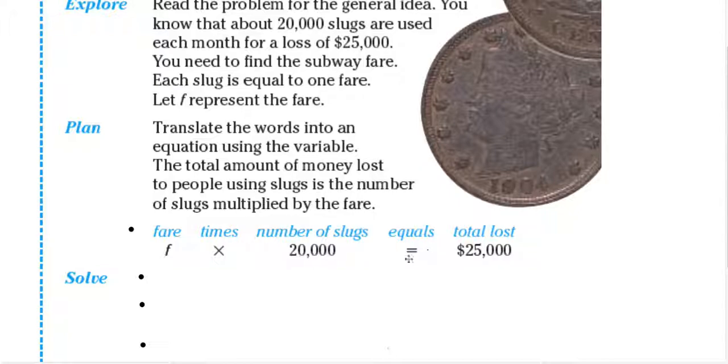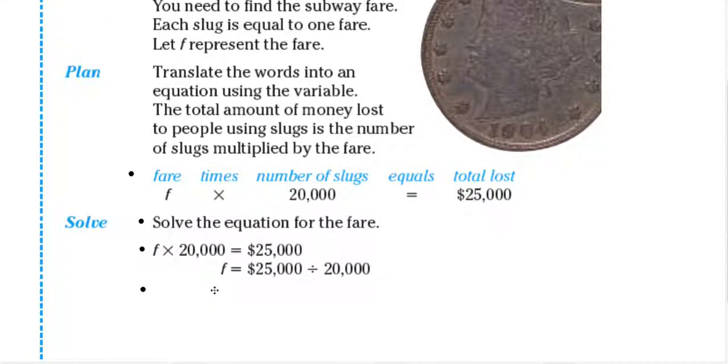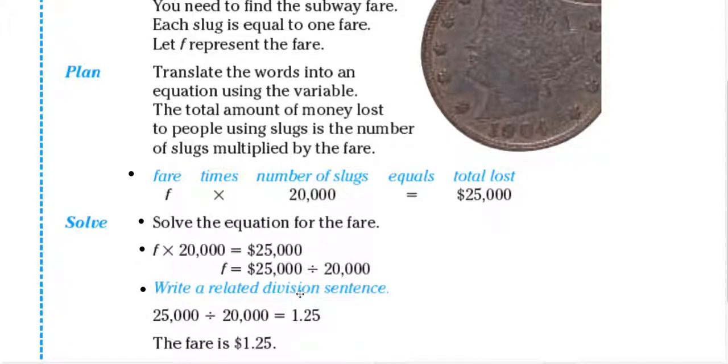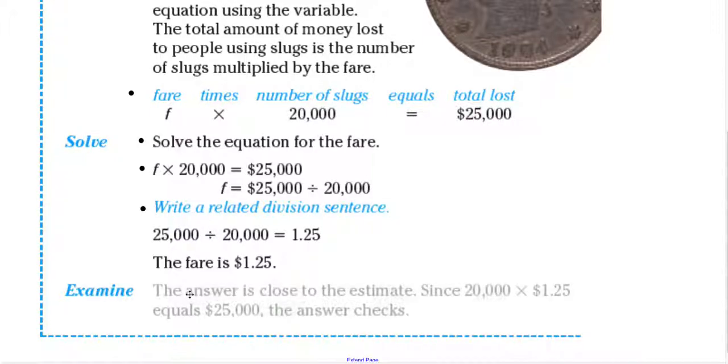Okay, and if we solve this using inverse operations, that would be 25,000 divided by 20,000, and the result using a calculator would be $1.25. Okay, the answer is close to the estimate. Is 20,000 times 1.25 equal to 25,000? The answer checks out. So the fare is $1.25.